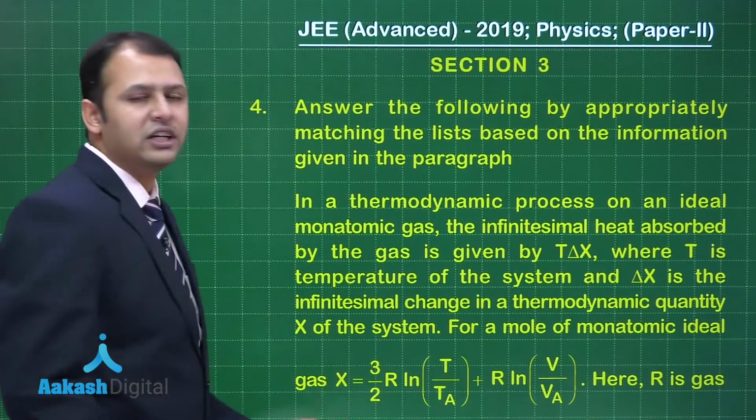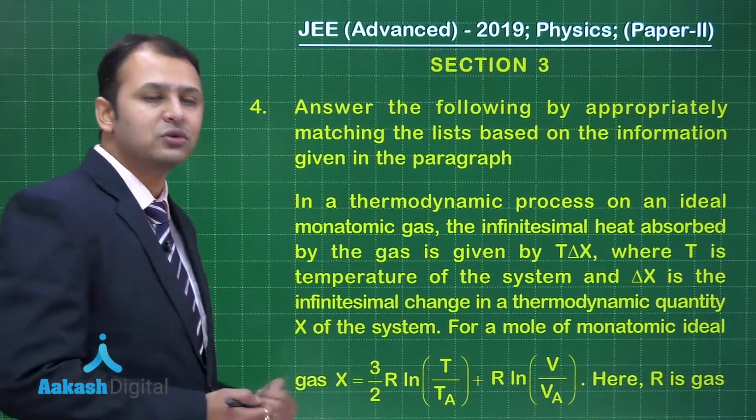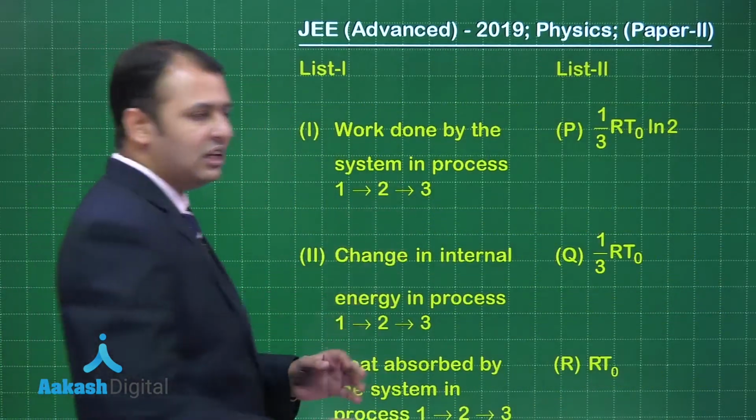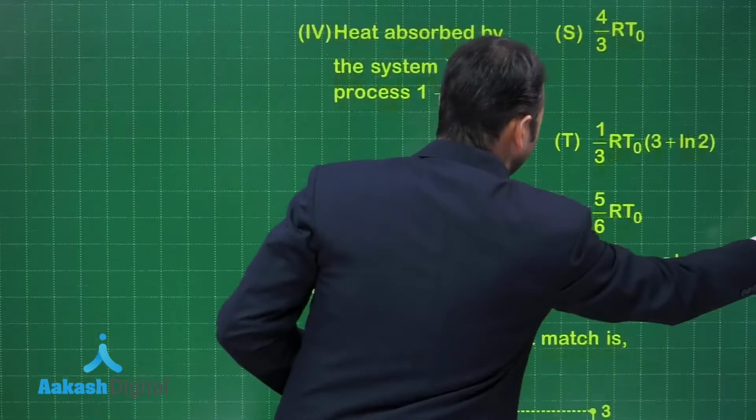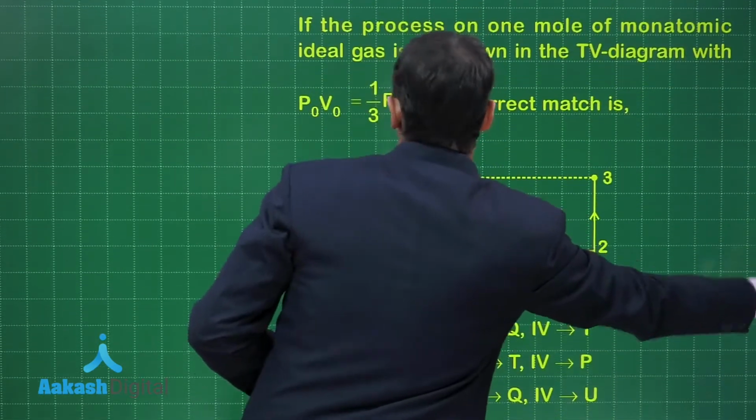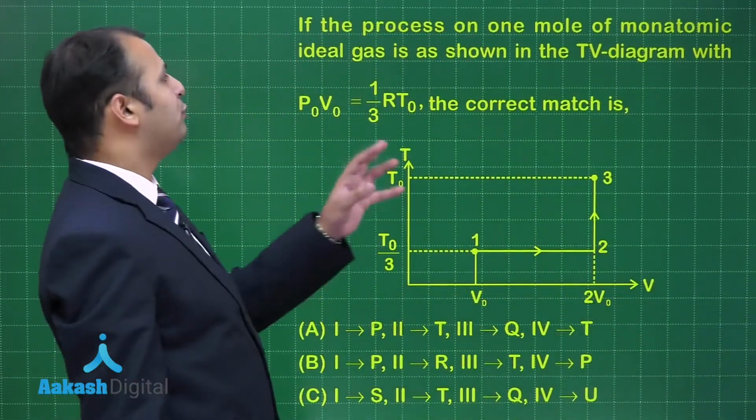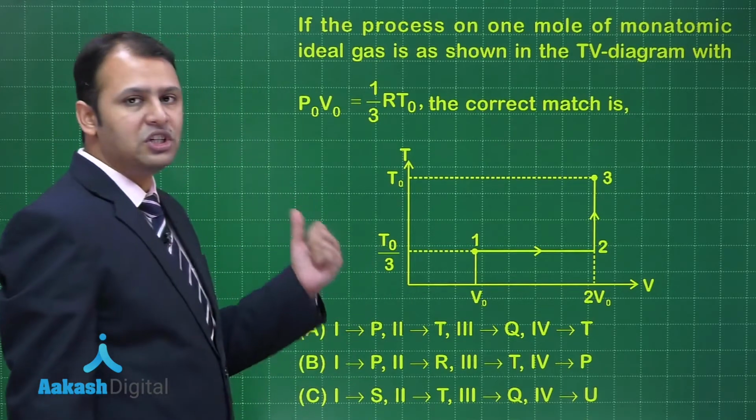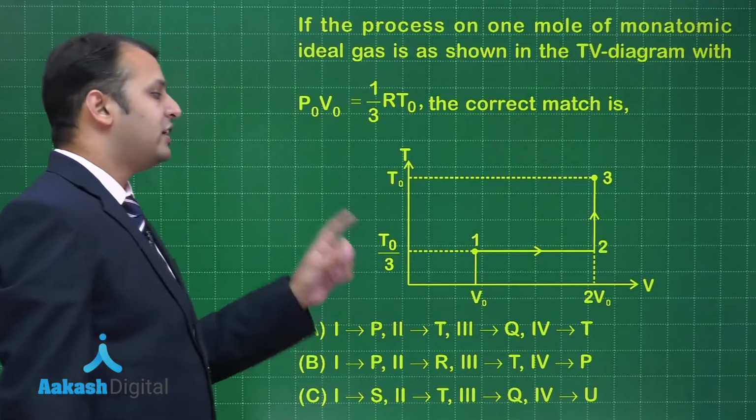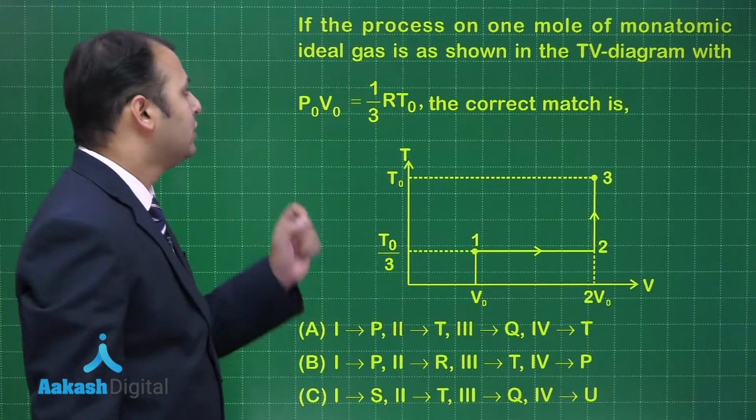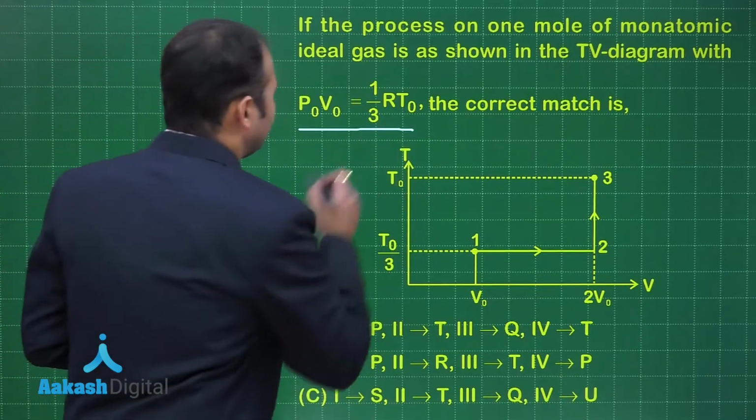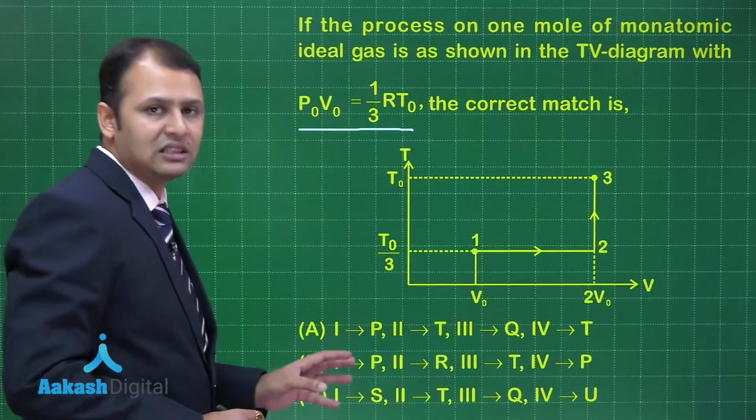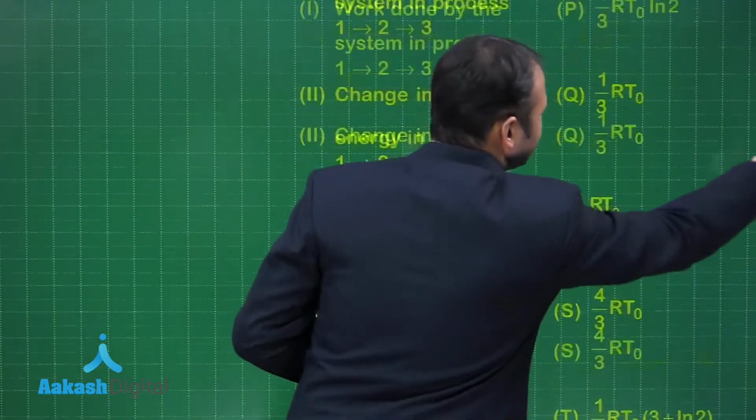Now the question you see is again the continuation of the previous question. This is the same data. Let's see what is the need of the question. So this is the list, and the question is, if the process of 1 mole of monoatomic ideal gas is as shown in the TV diagram. Initially it was a PV diagram, now it is a temperature and volume diagram, with the instruction that P naught V naught is equal to 1 upon 3 RT naught. The correct match is, so let's see what is the first requirement.